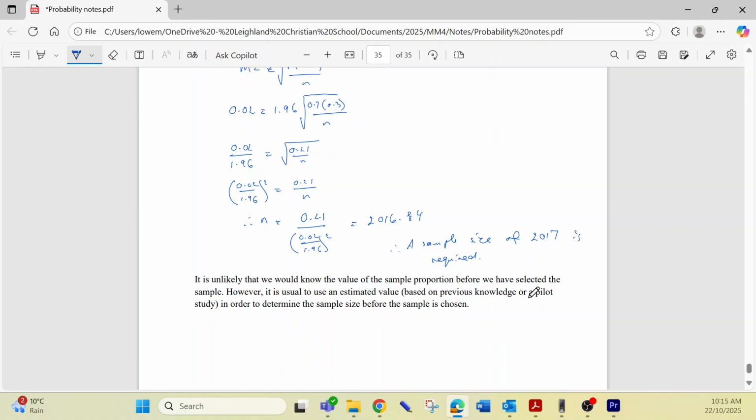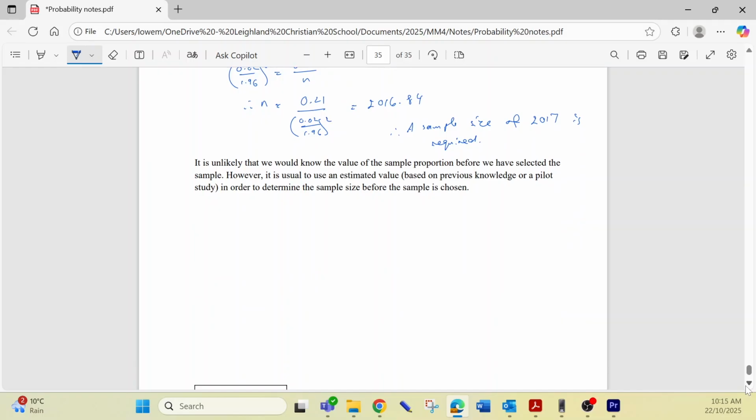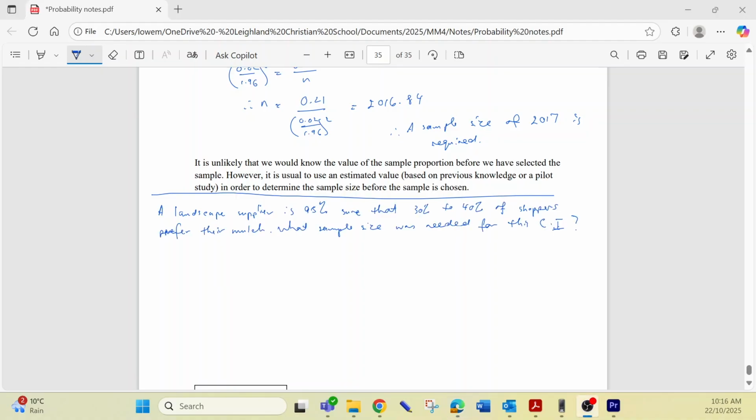All right, I just want to look at one more little example, which I'll add underneath here. A landscape supplier is 95% sure that 30% to 40% of shoppers prefer their mulch. What sample size was needed for this confidence interval?